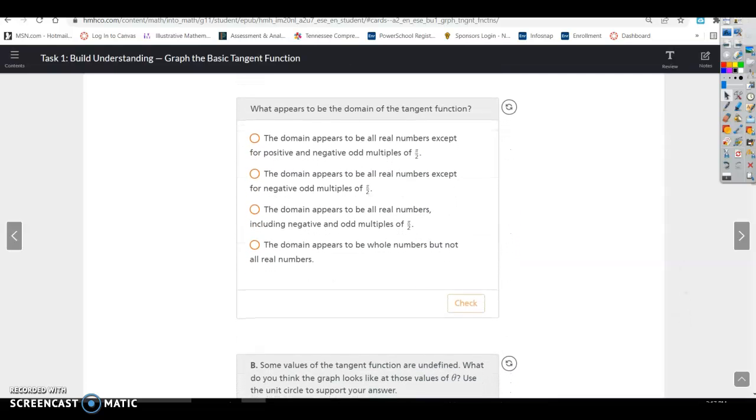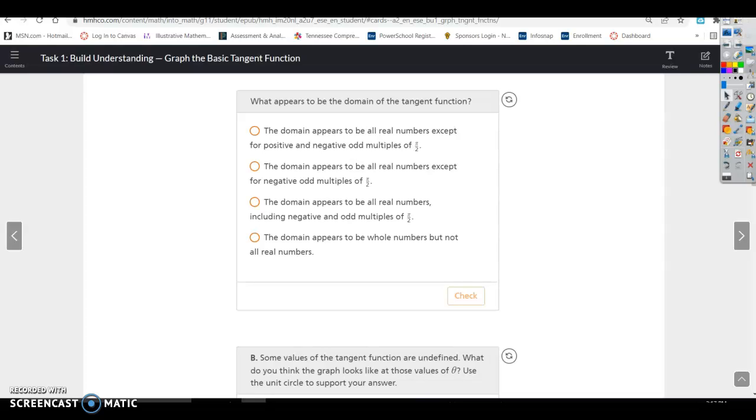All right, so what appears to be the domain of the tangent function? The domain appears to be all real numbers except for positive and negative odd multiples of pi over 2. And the domain appears to be all real numbers except for negative odd multiples of pi over 2. The domain appears to be all real numbers including negative and odd multiples of 2. And the domain appears to be whole numbers, but not all real numbers.